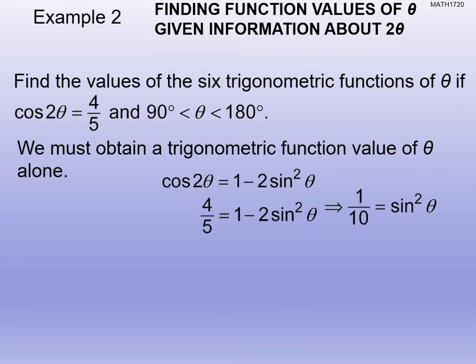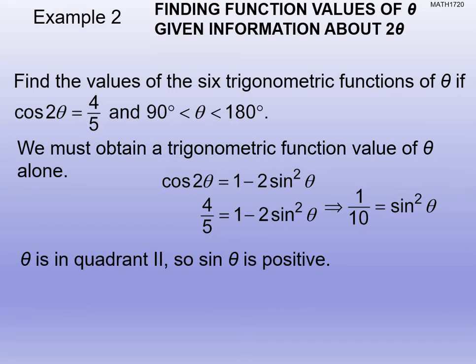When we do that, we're going to subtract 1 from both sides and then divide by negative 2. We get 1/10 equals sine squared theta. Then we square root both sides, and you're going to get plus or minus the square root of 1/10. Then we have to rationalize the denominator. Since theta is in the second quadrant, sine is positive, so we're going with the positive version. So sine of theta is square root of 10 over 10.